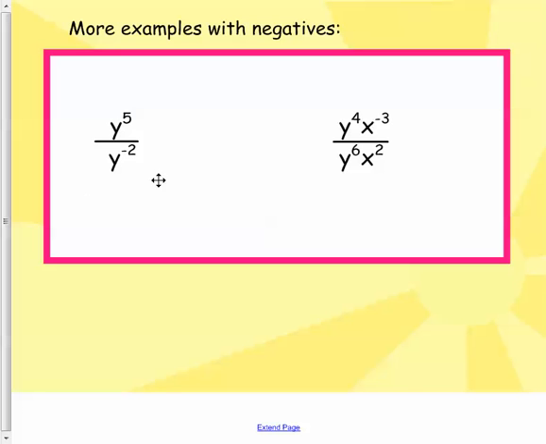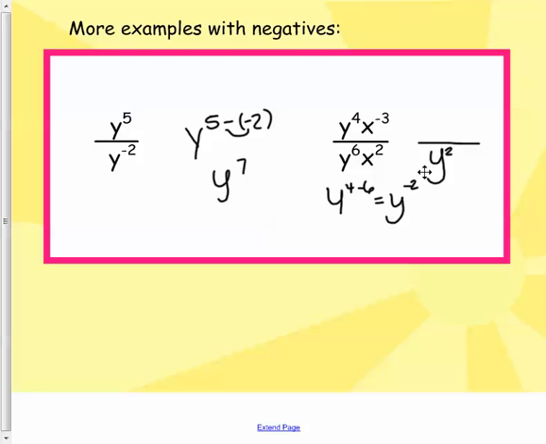Okay, so let's look at these two. Y to the 5th is like taking y to the 5th minus a -2, which is a plus, which gives you y to the 7th. Here, y to the 4th divided by y to the 6th, if we took 4 minus 6, we're going to get y to the -2nd power. That always stays in the bottom. If you have a negative exponent, it goes on the bottom. So we're going to leave him there because there's 2 still in the denominator.